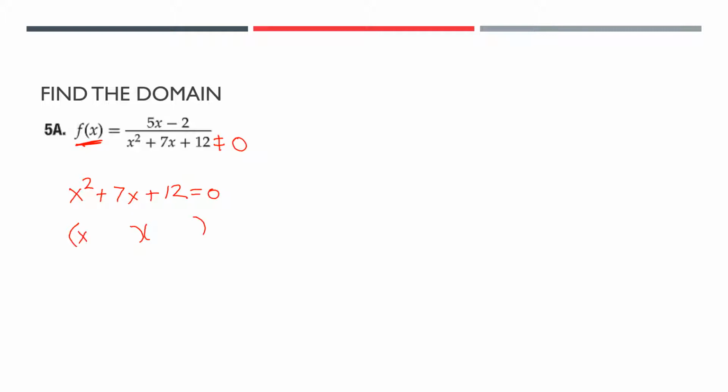And we get x, and the factors of 12 are 3 and 4, and you can add them to make 7, so I'm going to have x plus 3 times x plus 4, and this equals 0. So x plus 3 equals 0, or x plus 4 equals 0, and then x equals negative 3, x equals negative 4. These are the values I am not allowed to have.